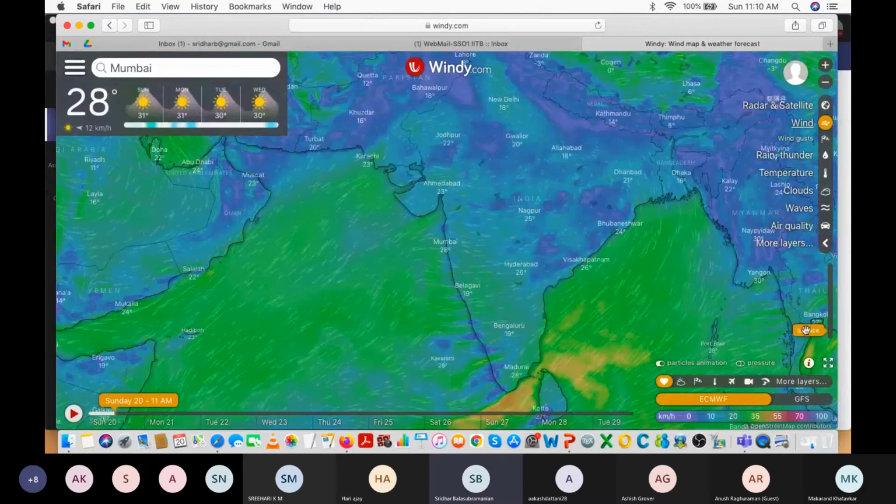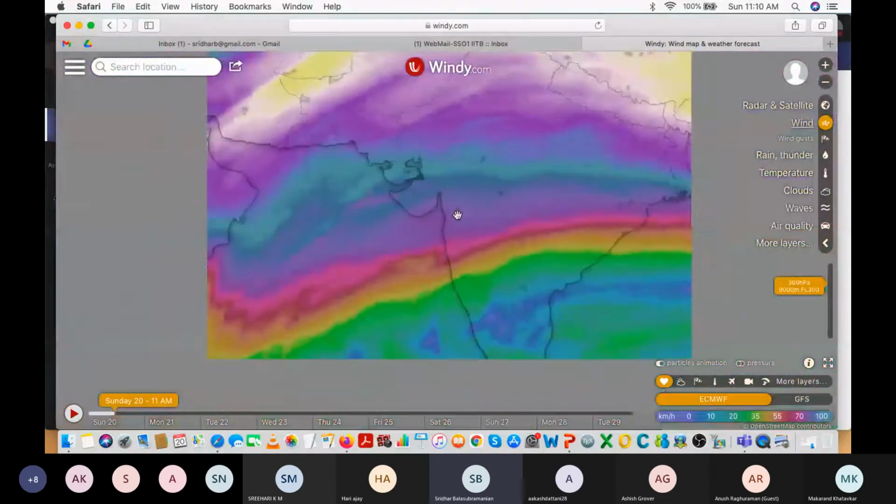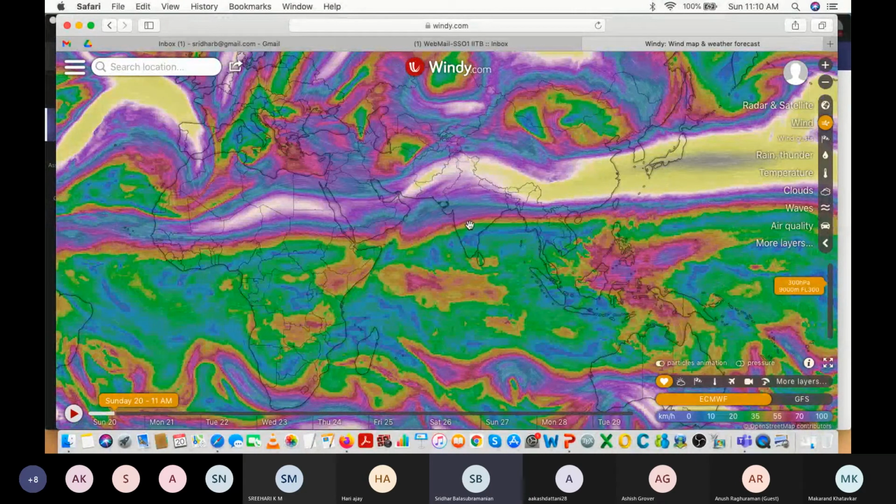So let's go to the 300 millibar level. See, the jet stream is here. So it has moved south. As summer approaches, this will slowly move north, and it will settle somewhere here. Okay, so this movement of the jet stream is very important for the monsoon as well. So you can see that everything is connected.